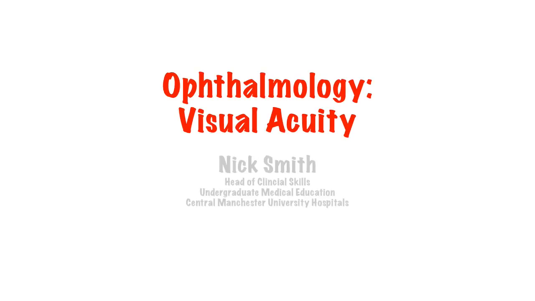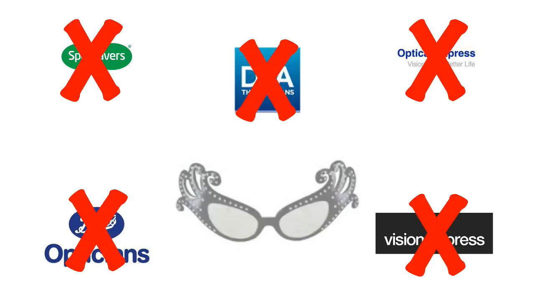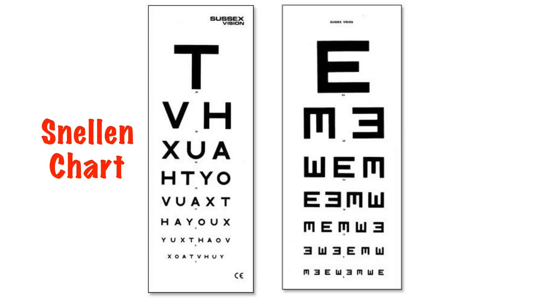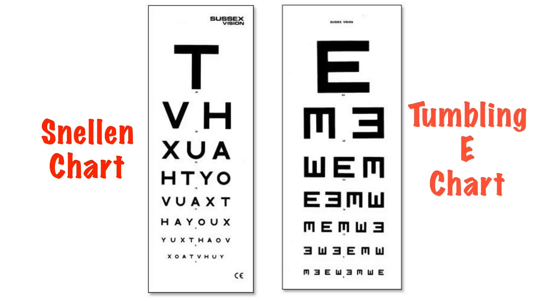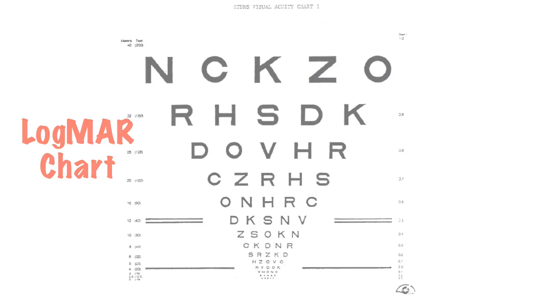Hi, my name's Nick, and this short video is about the basics of testing visual acuity, or VAs. It's not the test you get at the opticians, so corrective lenses, glasses or contact lenses should be worn. There are lots of different charts out there, but probably the most common you will see outside a specialist centre will be the Snellen chart, or, if someone cannot read English, the tumbling E chart, where you ask the person to point at which way the letter E is facing. We will leave the LogMAR chart to those clever chaps and chapesses in ophthalmology.